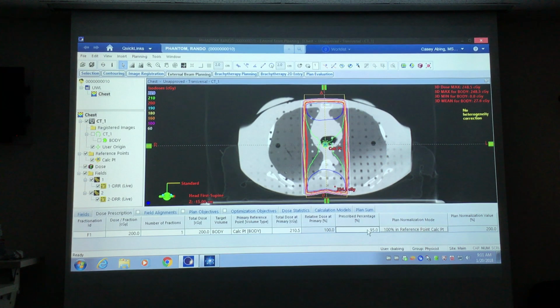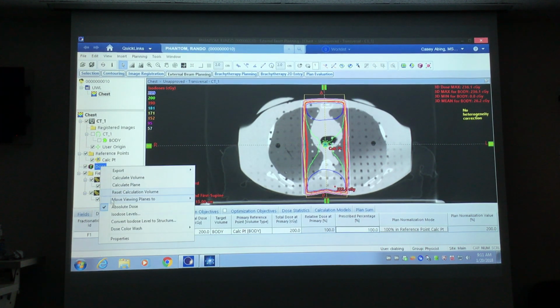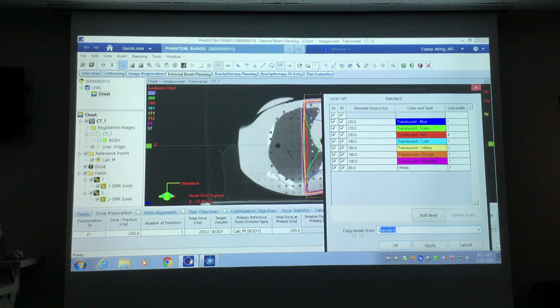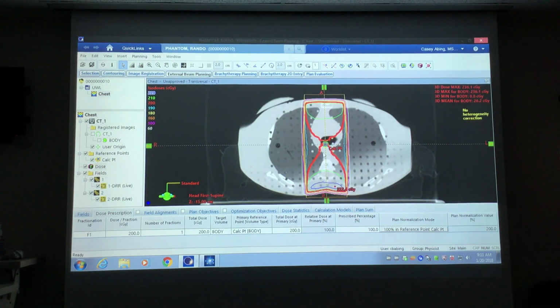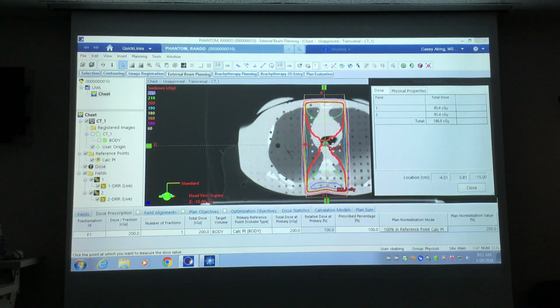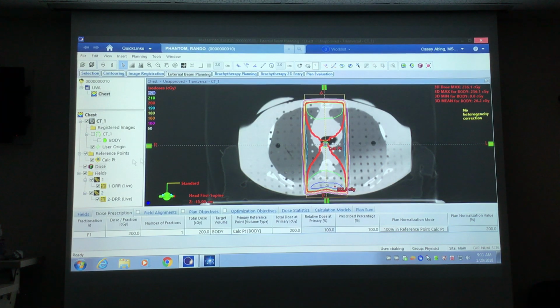So again, if I change this back, I'm normalized at 100%. My 100% line comes in. You can see my 95% isodose line is back at 95%. If I look at the point doses here, I'm at 191. If I look at my calculation point, I'm right at prescription. So that's how normalization functions.